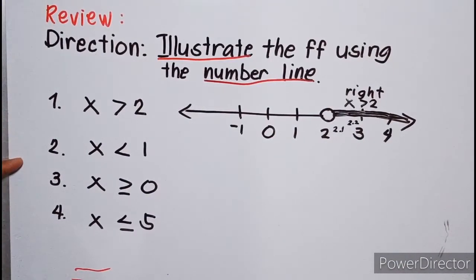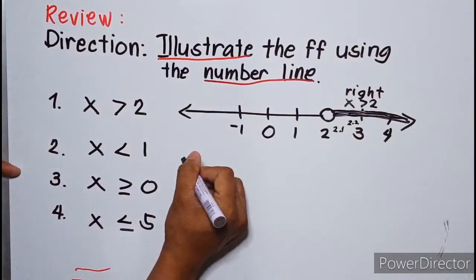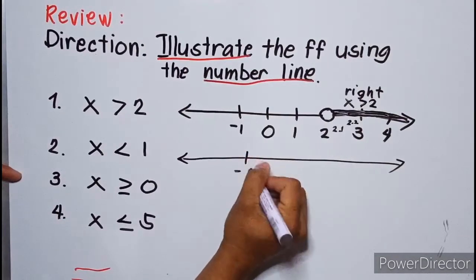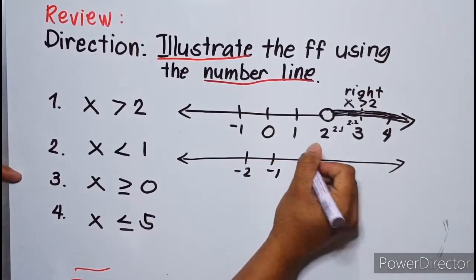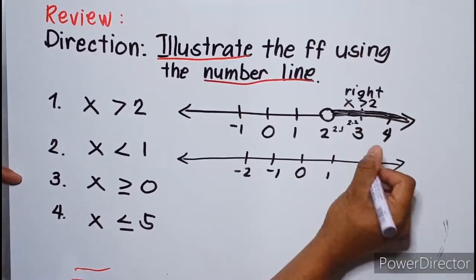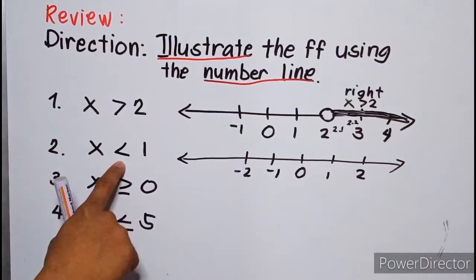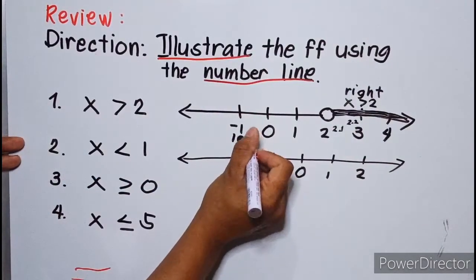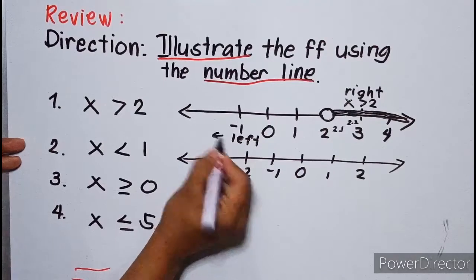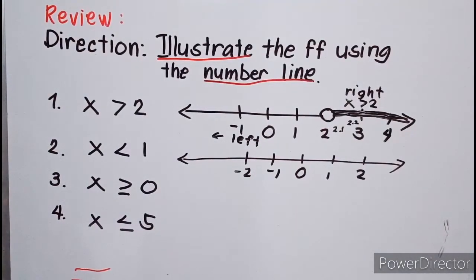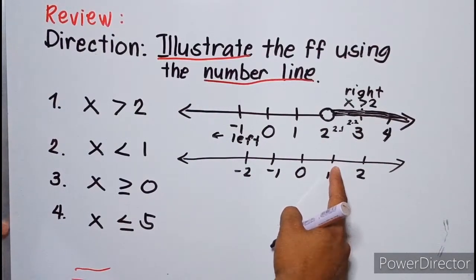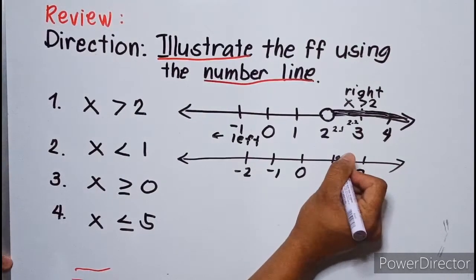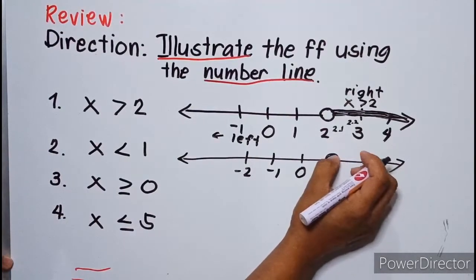Then for number 2, x is less than 1. Again, we're making our number line. Let's start with negative 2, negative 1, 0, 1, 2. Now, kapag naman siya ay less than, going to the left naman tayo. It moves to the left. So where is 1? So this is 1. Kapag less than, hindi rin siya included. So we are making again another circle, an empty circle.